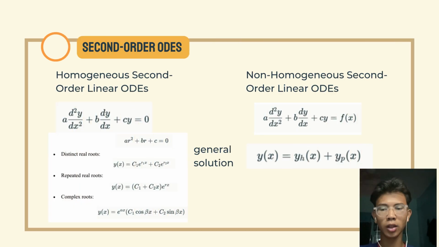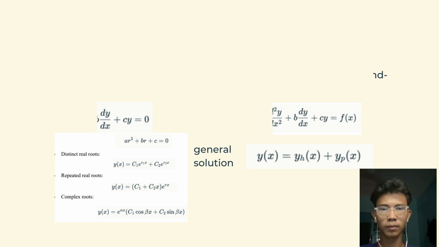Second order ODE. Homogeneous second order linear ODE, a d²y/dx² plus b dy/dx plus cy equals 0. Second is non-homogeneous second order linear ODE, a d²y/dx² plus b dy/dx plus cy equals f(x). The second order ODE have different general solutions.